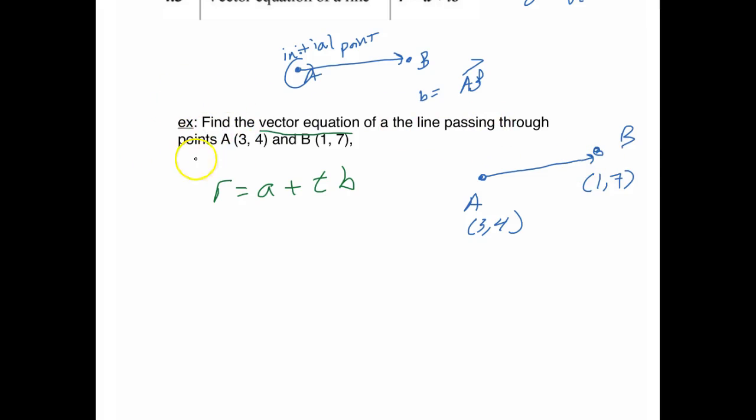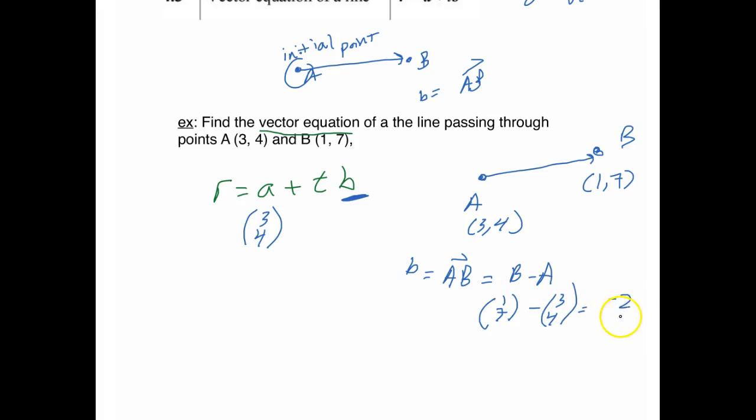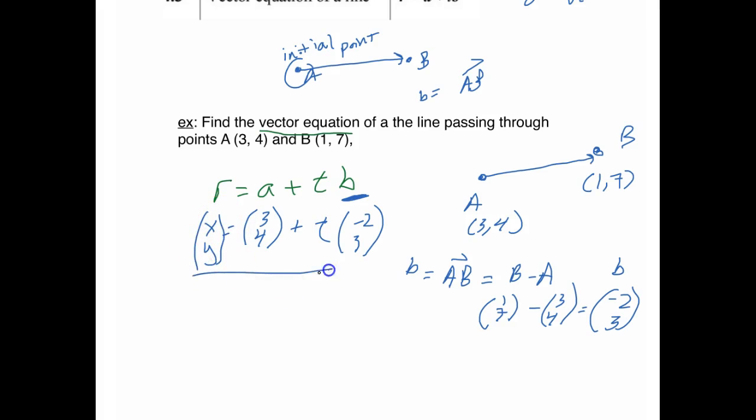So in this case, my initial point, A, would be the A right there, (3,4). Now my B, like I was trying to stress earlier, B is not (1,7). B is the vector AB. Remember the way we find vector AB? Tip minus tail. So we're going to do B minus A to find that. So (1,7) minus (3,4) is (-2,3), and that's the B vector. So over here I'm going to write plus t times (-2,3) equals (x,y), and that's the velocity vector.